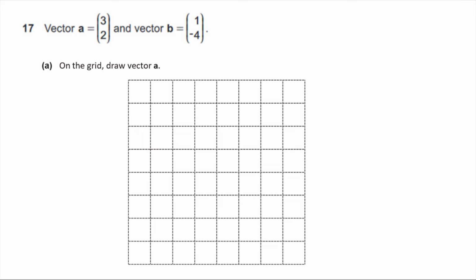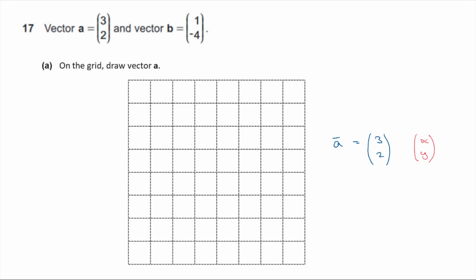Question 17. Vector A is 3, 2. Vector B is 1, minus 4. And part A says, on the grid, draw vector A. Now we know that vector A is this column vector 3, 2. Now the top number in a column vector is the distance in the direction of x, and the bottom number is the distance in the direction of y.